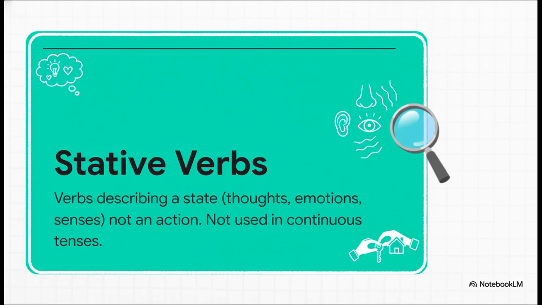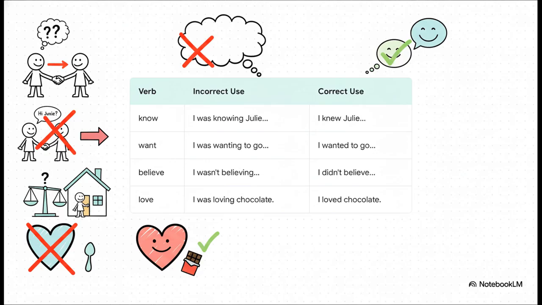Because they describe a state, not something you're actively doing, it sounds really weird and unnatural to put them in the continuous form. This table makes it crystal clear. You'd never say, I was knowing Julie. It just sounds wrong. You'd say, I knew Julie. Same thing with I was wanting to go home. Nope, it's I wanted to go home. For these kinds of verbs, these state verbs, you just stick with the simple past tense.